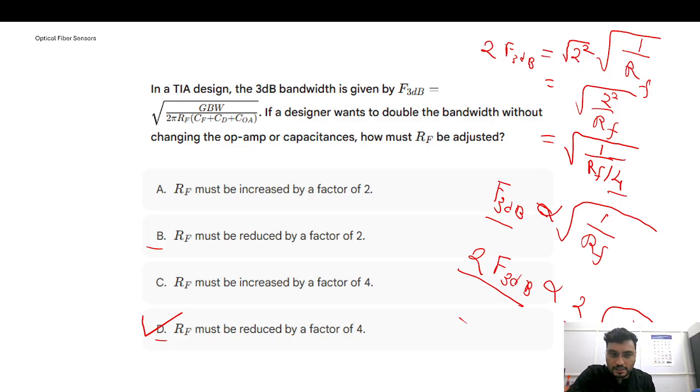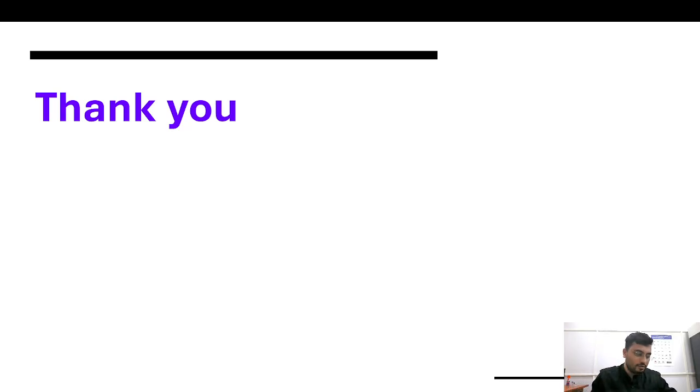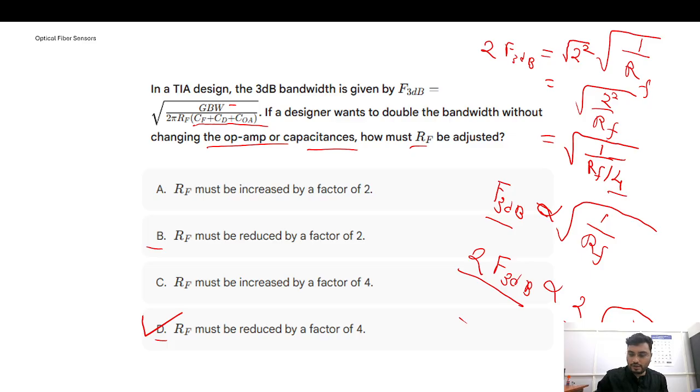Are you understanding what I'm saying? Other things you need to keep constant. CF, CD, OA you can't change because it's already mentioned here: the designer wants to double the bandwidth without changing the op-amp and capacitance. So you need to change RF, obviously. If you reduce RF 4 times, the bandwidth will increase 2 times. Okay, so if you have a doubt, you tell me, ask me.